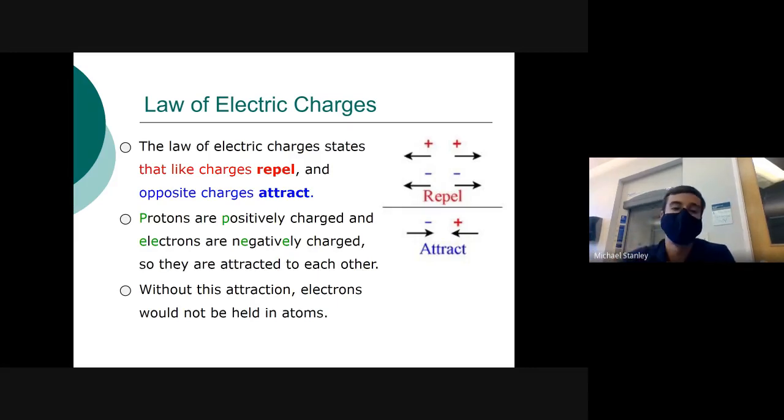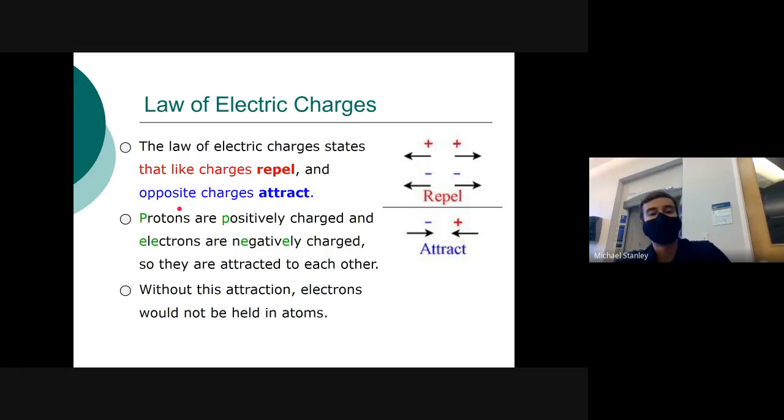On the flip side, opposite charges attract each other. So positive and negative charges are naturally attracted to each other. It's like when you turn the magnet around and you bring them close and then the magnets slam together. That's because you have the opposite sides that are attracting each other. Same thing with electric charges. Opposite charges attract each other. They become attracted to the opposite charge.